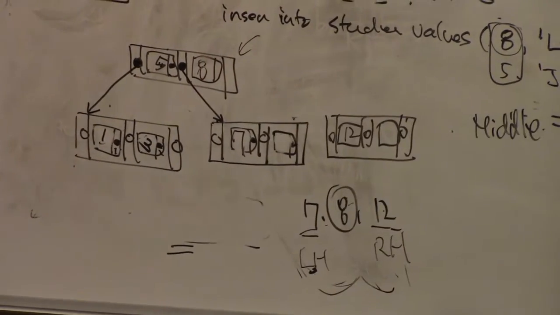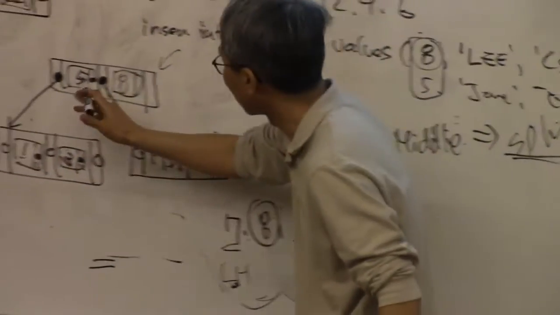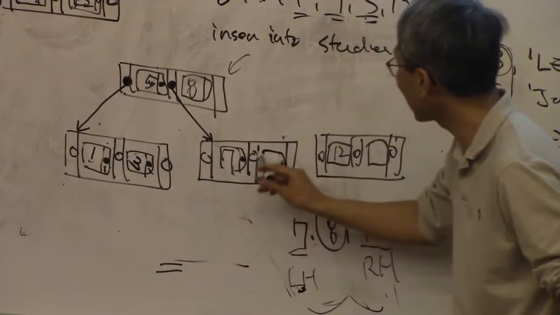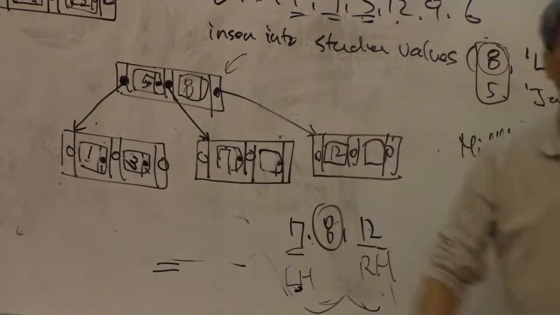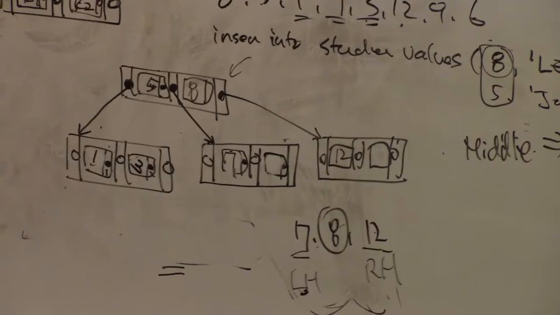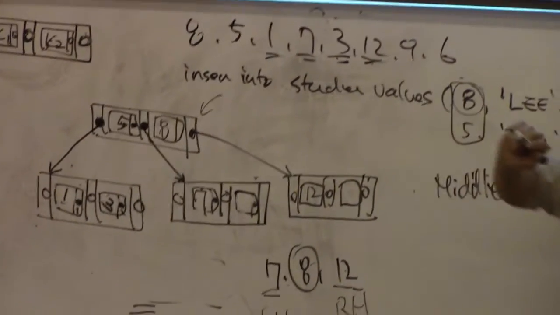Then reorganize all the pointers. Less than 5, bigger than 5, less than 8 goes to here, no problem. And bigger than 8 goes to here. Okay. So that is done for 12.